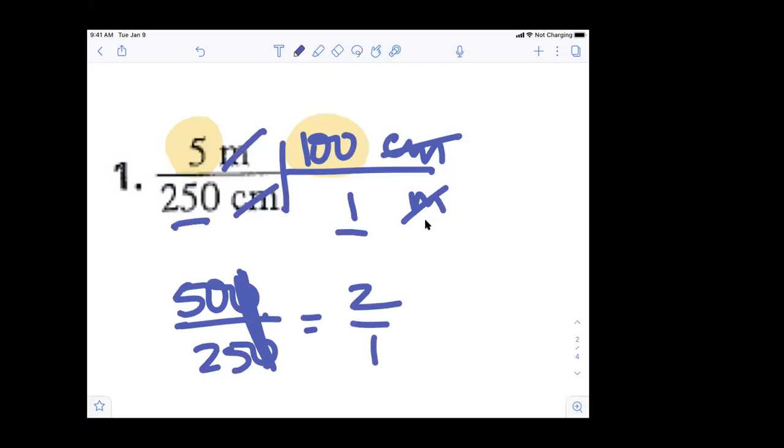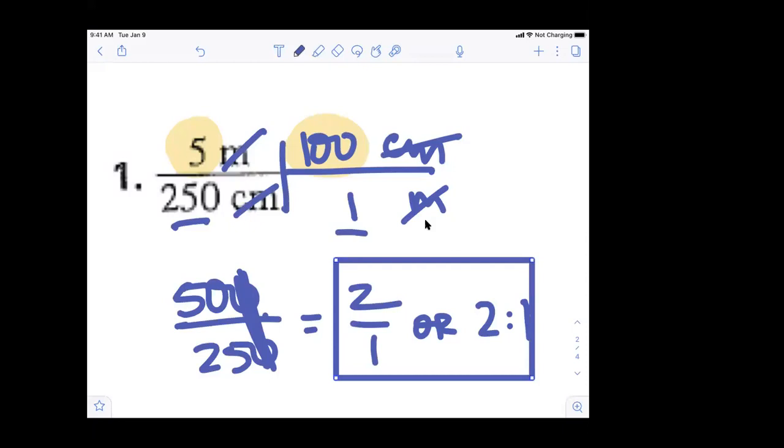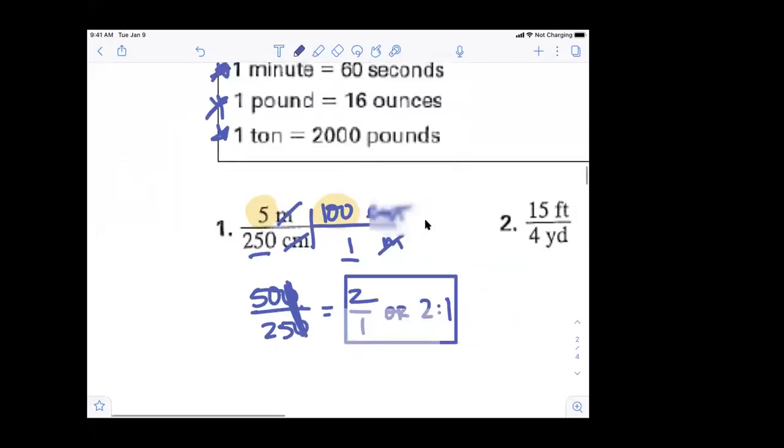Now in real life, we could just say 2, but this is a ratio. So I don't want just 2 by itself. I want a 2 to 1 ratio. We can write it in colon form or fraction form, but you need the 1 there to show that it's a ratio. So on this one we put our units in, we got rid of our uncommon units, and then we just multiplied and then simplified. The next one I'm going to simplify before I multiply, okay?